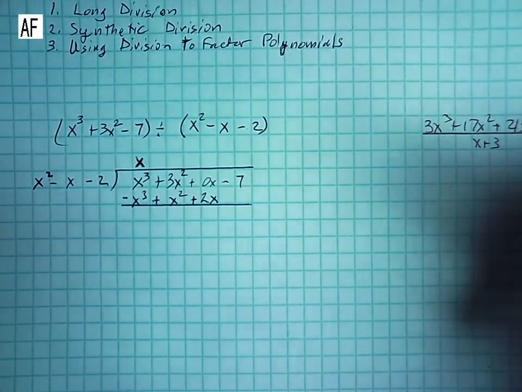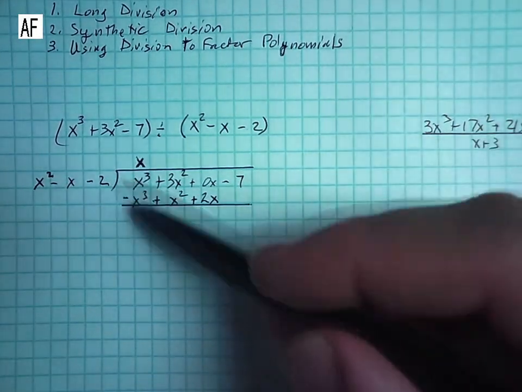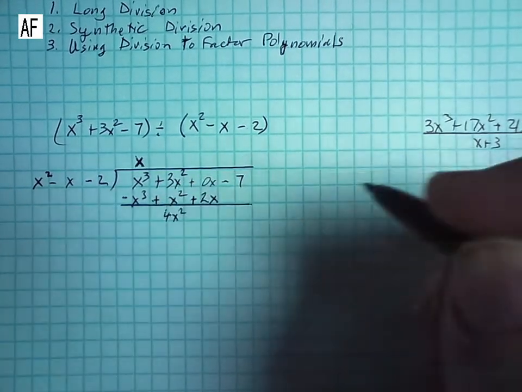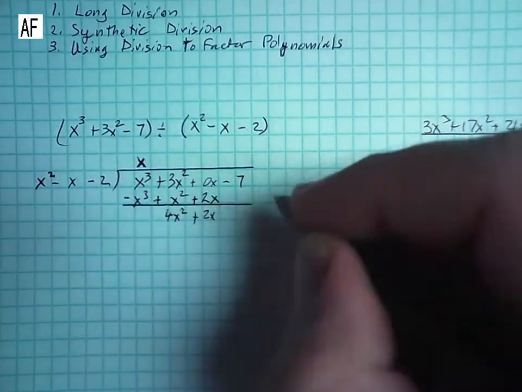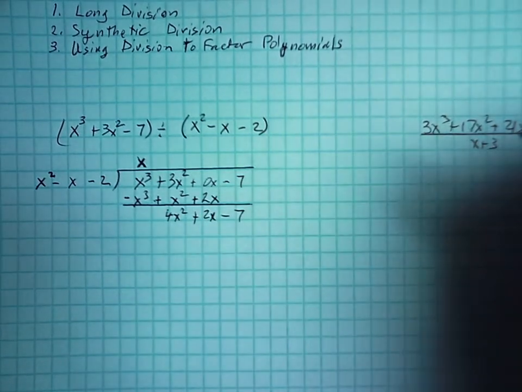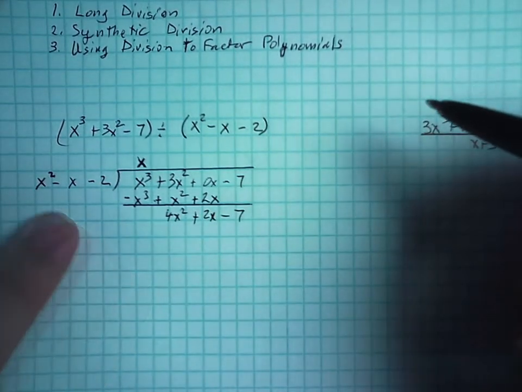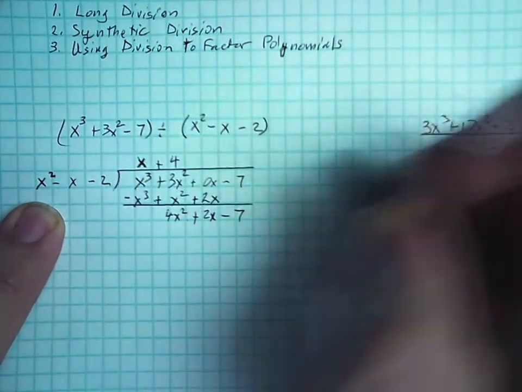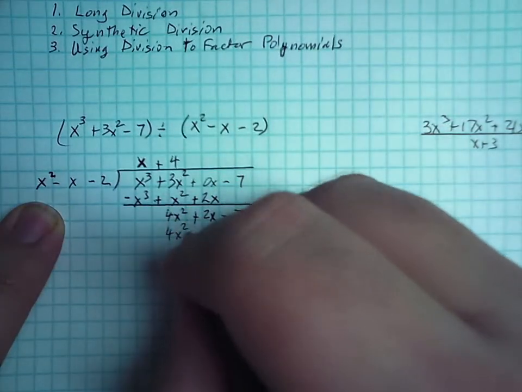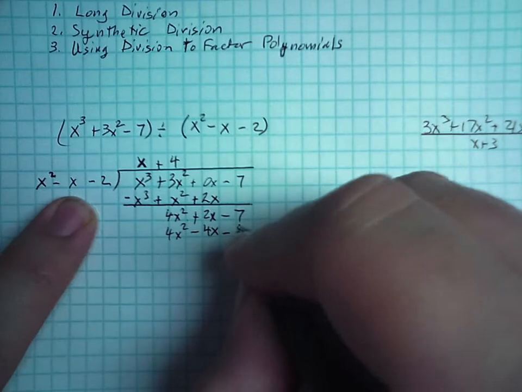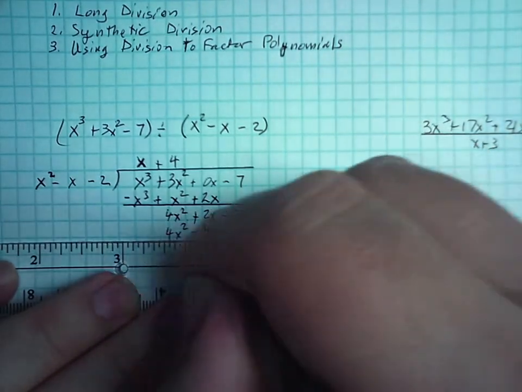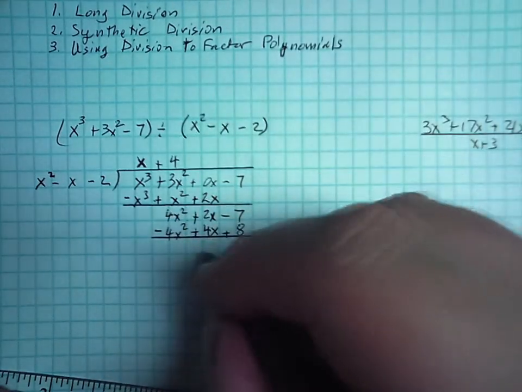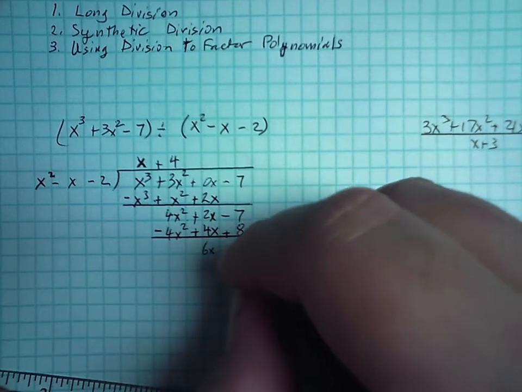So x cubed minus x cubed is nothing. That's on purpose. If that doesn't work out, you've messed up. 3x squared plus x squared is 4x squared. Nothing, and 2x is 2x minus 7. So this is my remainder. Now I repeat the process. So what do I multiply by x squared to get 4x squared? It's 4. Then when I distribute, I'll get 4x squared minus 4x minus 8. In order to subtract, I go through and change all the signs and then add. Nothing, which is good, 6x and positive 1.